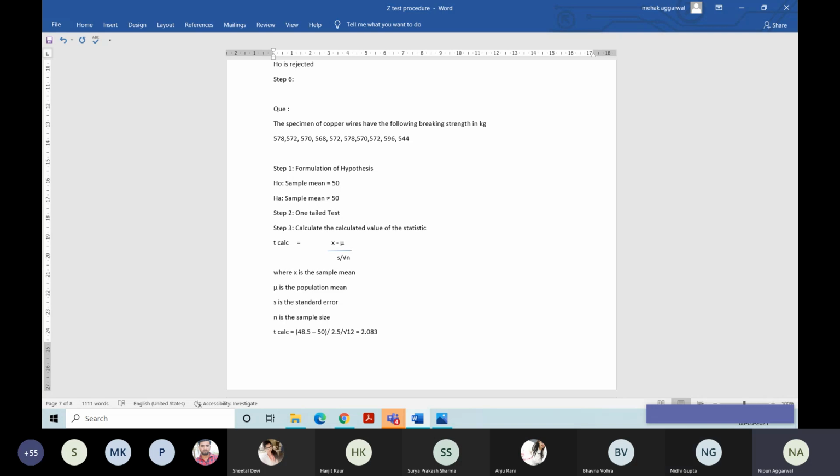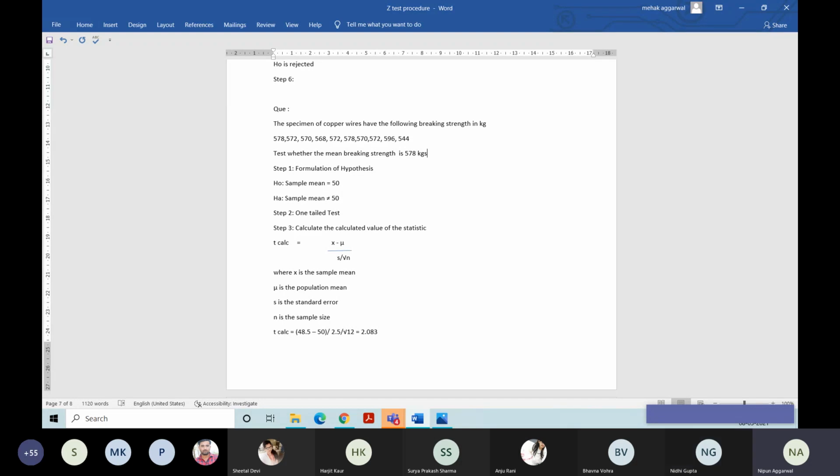Now the next is to test whether the mean breaking strength of a lot may be taken as 578 kgs. So you have to test whether the mean breaking strength is 578 kgs.